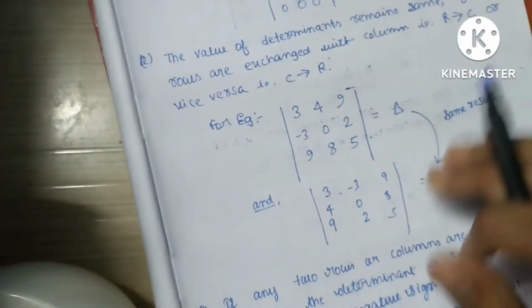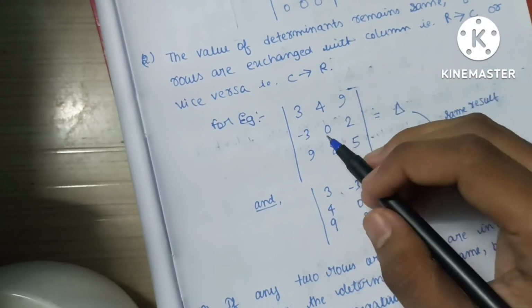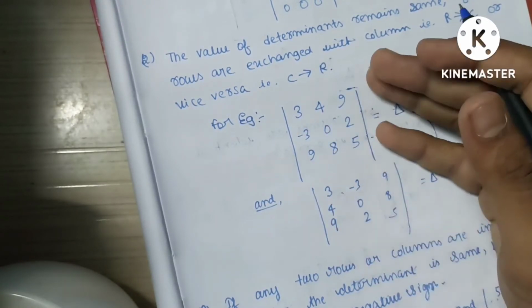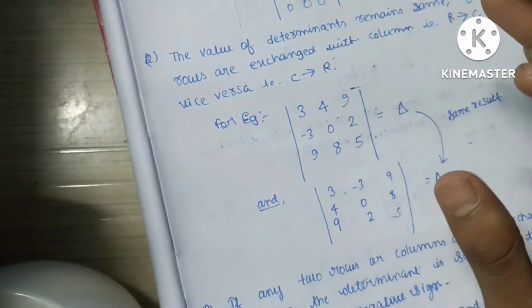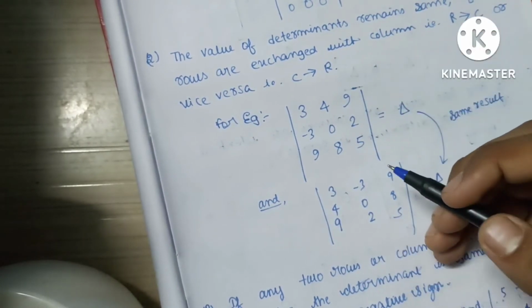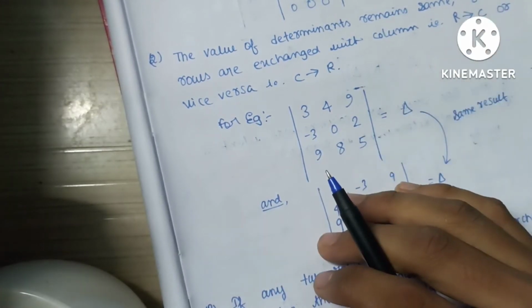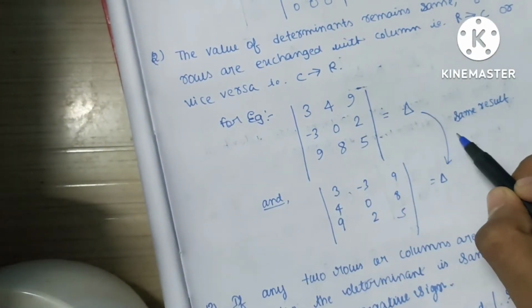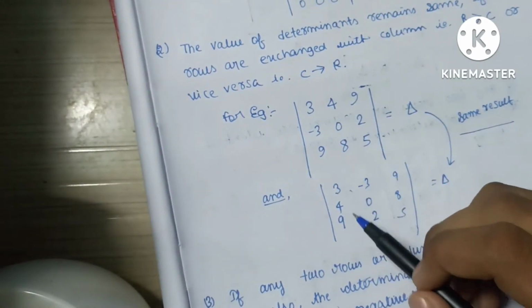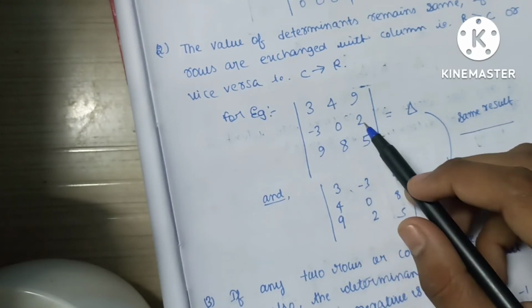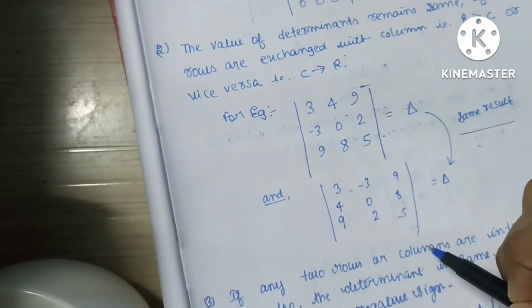Here we have taken an example also. Suppose this is a determinant of order 3. The meaning of this property is that if we replace the rows with columns, then the value of the determinant will not change. Here we have simply exchanged rows into columns and columns into rows, and the determinant gives the same result. Here 3, 4, 9 was a row and it has become a column. See, 3, 0, -3, 0, 2 was a row here and it has become the second column, and 9, 8, 5 was the third row which has become the third column.